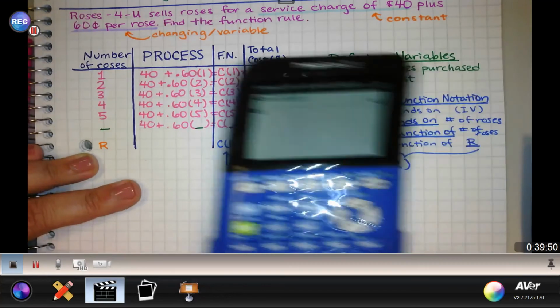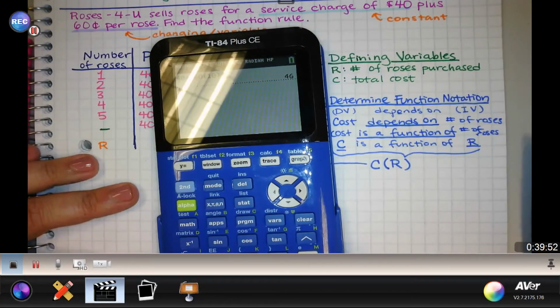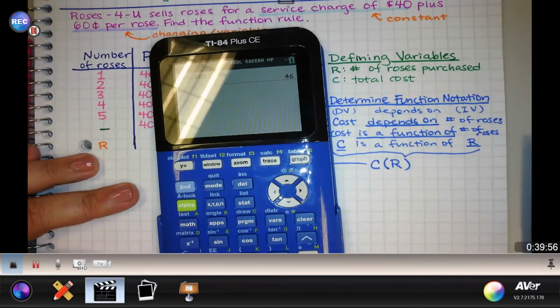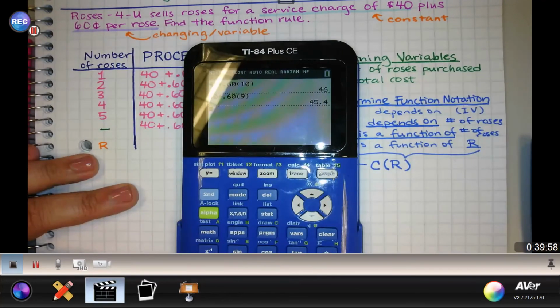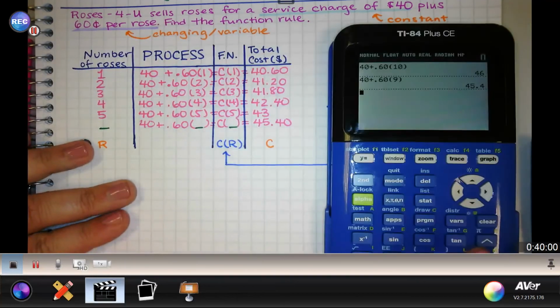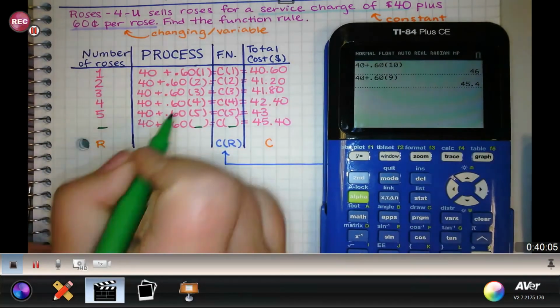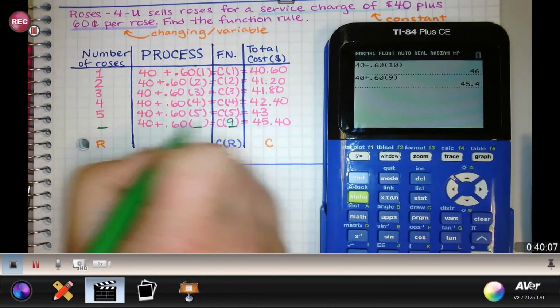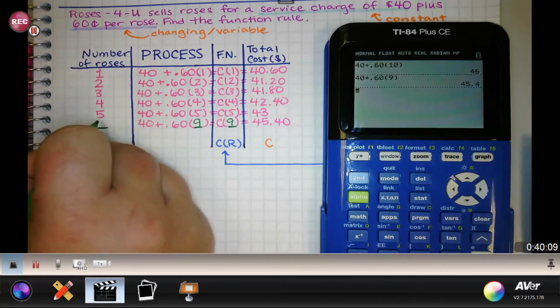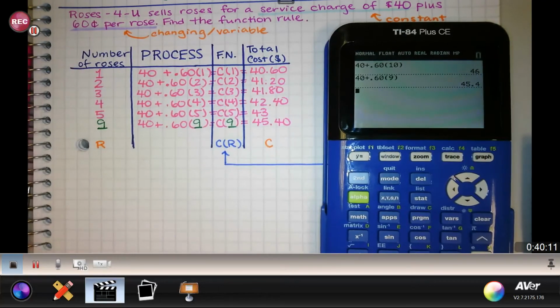So let's go down one. 40 plus 60 cents times 9. Boom. 45.4, that is the same as 45 and 40 cents. So that means that this number should be C of 9. It's the cost of 9 roses. And we put a 9 in here, which means that number's a 9. Okay? So that's how that works.